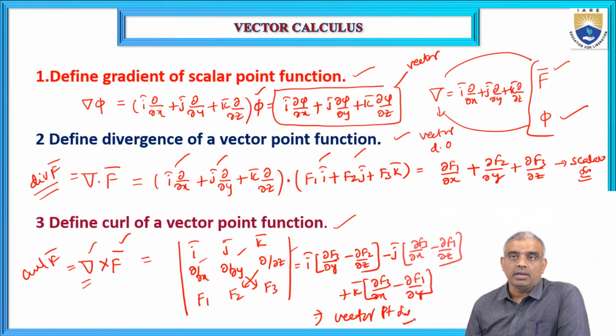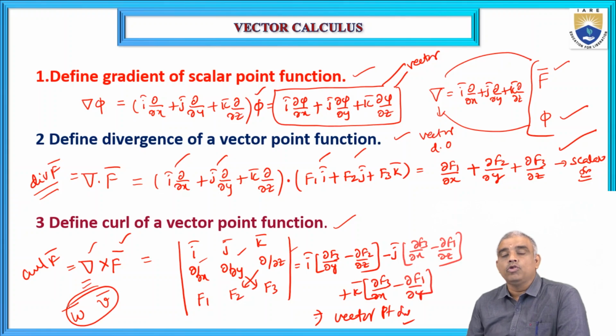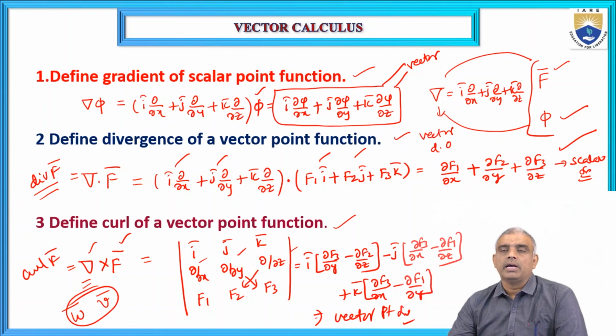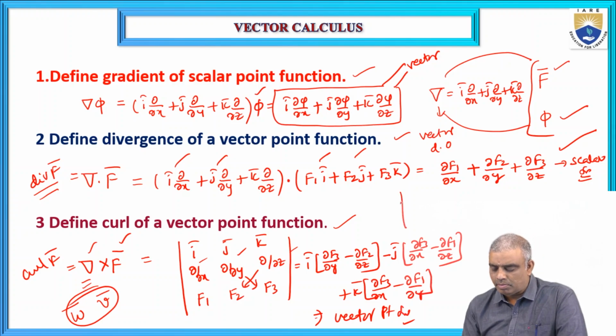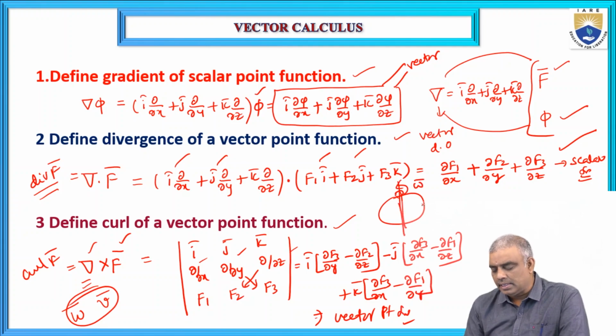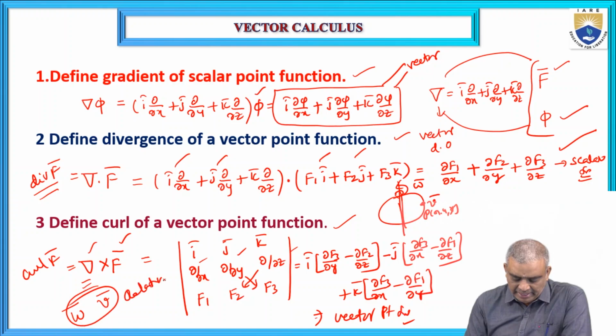The curl is always a vector, the divergence is a scalar, and the gradient is a vector point function. The application is that it gives the relation between w bar, omega bar and v bar, where omega bar is the angular velocity. Suppose a body is rotating about a fixed axis, omega bar is the angular velocity and v bar is the velocity at any point P(x, y, z). Then the relation between omega bar and v bar will give the curl of the vector point function.